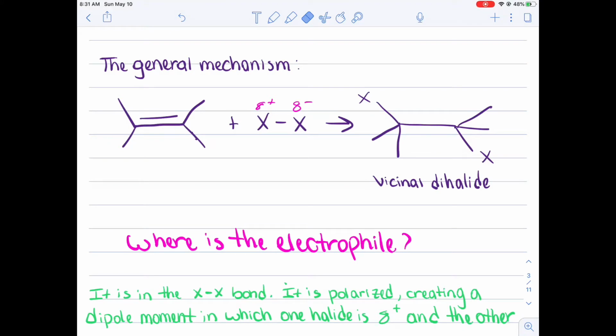So here's your general mechanism. Let's say you have a symmetrical alkene, and you're going to react it with your halide to halide. One of these halides is going to be partially positive, while the other one is going to be partially negative. That's due to the fact that one of them is going to be closer to your alkene, which is electron rich. And remember that that's going to be your nucleophile. And it's going to create a dipole moment in this bond.